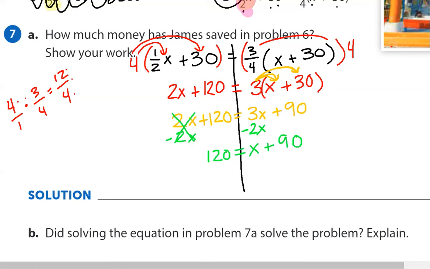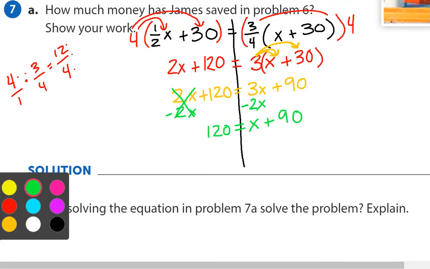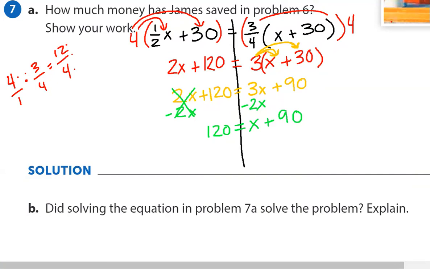Okay. So now, in order to get my x by itself, all I have to do is get rid of that 90, that constant. There's no coefficient in front of my x. So to get rid of a positive 90, I put a negative 90, and now it's canceled out. 120 minus 90 is 30. So that's his sister's savings. X was his sister's savings.